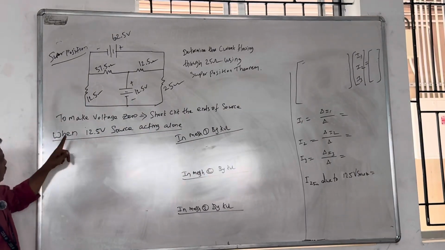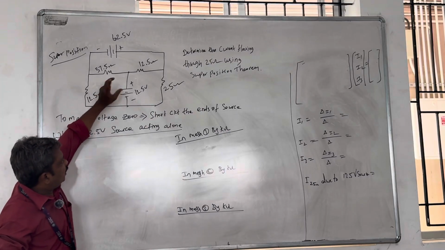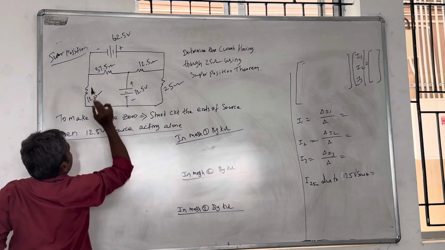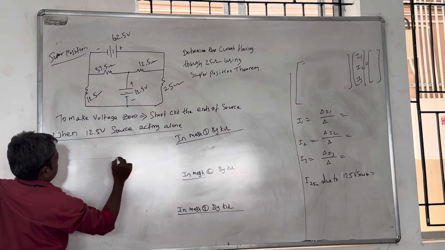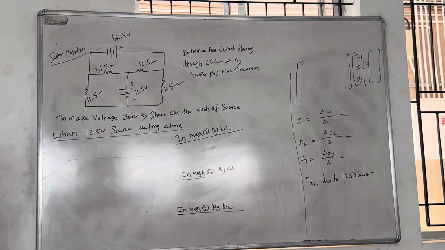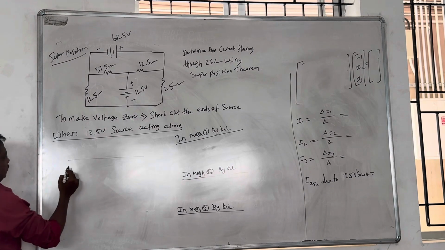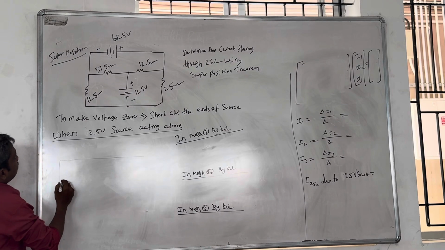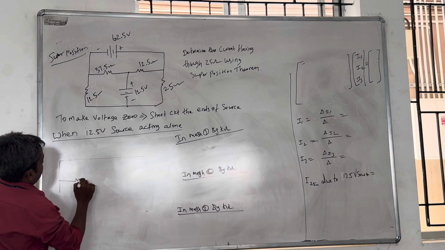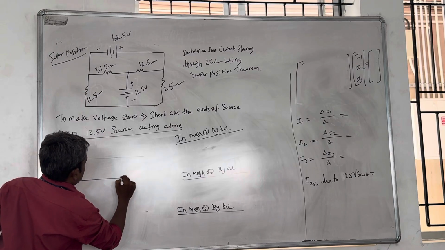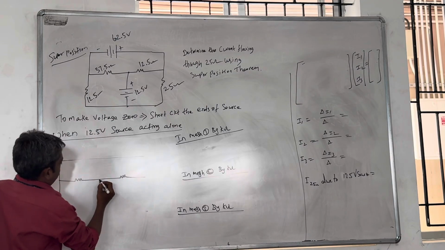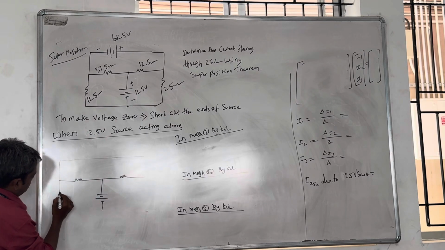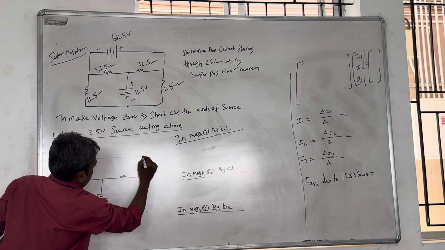Next step, consider only 12.5 volt. Then the circuit becomes, you have to short circuit the 62.5 volt. Listen, I will give enough time to write, okay? I am short circuiting the 62.5 volt, considering only the 12.5 volt. Then the circuit becomes like this.